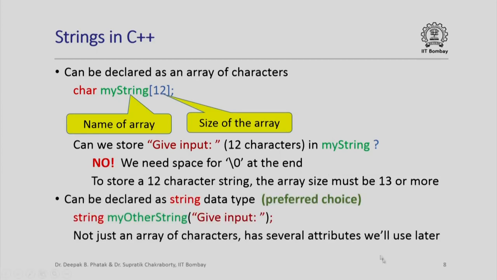A string can also be declared as a string data type, and in fact in C++ programming that is the preferred choice. For example, I could say this variable is of data type string and it is initialized to this value "Give input: ", that is the value of the string. Now, the string data type is certainly an array of characters, but it is a bit beyond that. It also has several attributes and we will see later that it is very useful to use these attributes of objects of data type string when we do C++ programming.